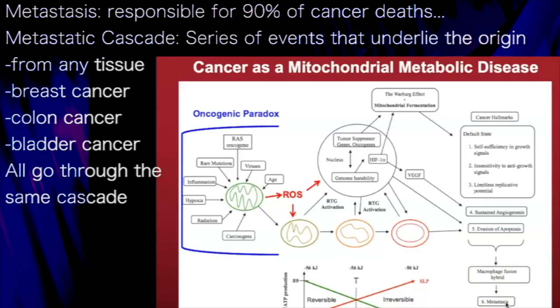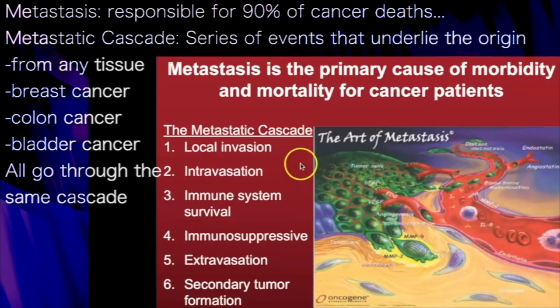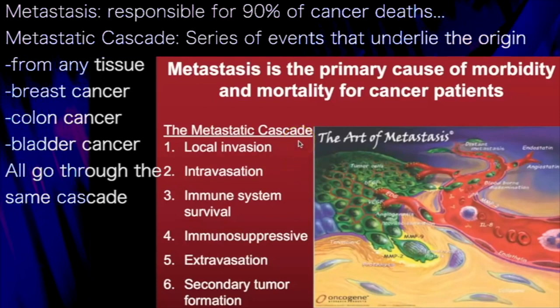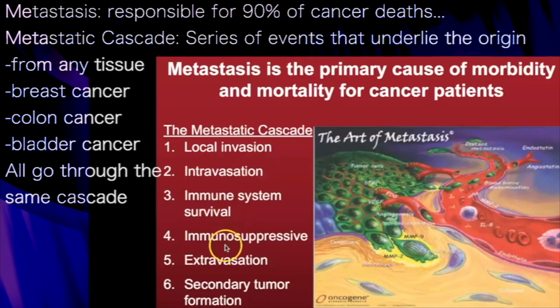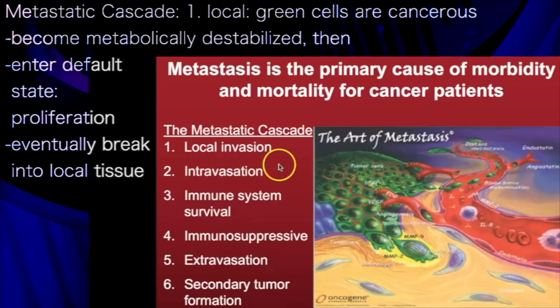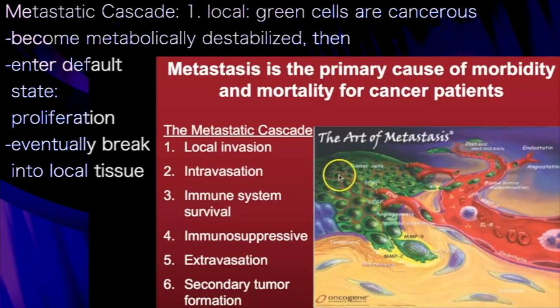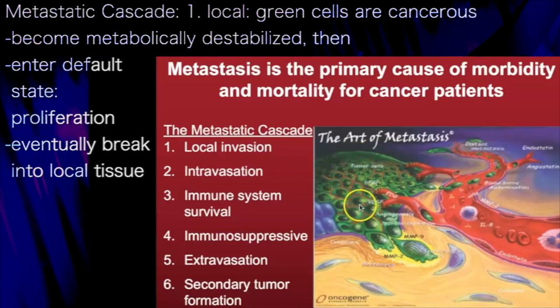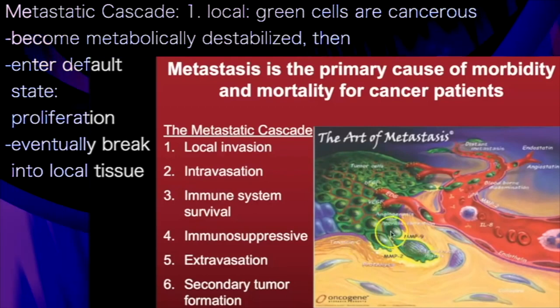How do you link metastasis to disturbed energy metabolism? First, we need to look at the metastatic cascade. The metastatic cascade is a stereotypical series of events that underlie the spread from any tissue: breast cancer, colon cancer, bladder cancer. All these different cancers go through the same cascade to spread around the body. First, there's a local invasion. Here the green cells represent the cancer cells. They become metabolically destabilized, enter their default state of proliferation, and eventually break through the basement membrane and enter into the local tissue.